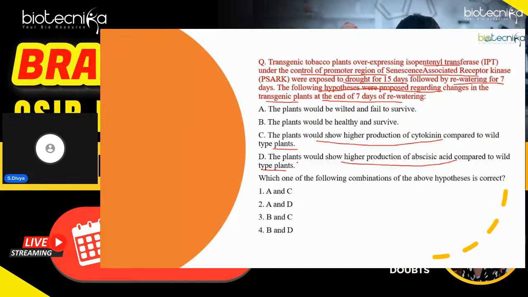So if you have an idea about cytokinin, drought, senescence, these are some terminologies which you can have a look at with respect to different plant hormones. Here they are only asking about cytokinin and abscisic acid. So, based on that, you can get to a conclusion for this question.